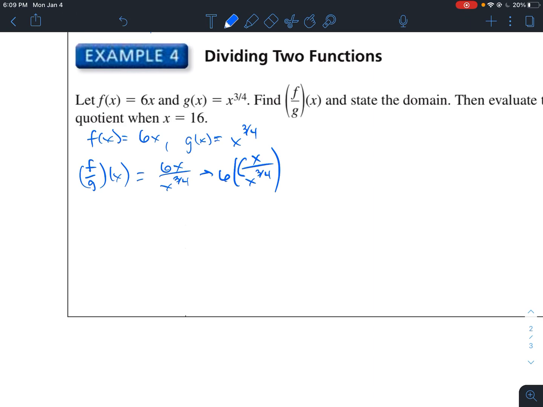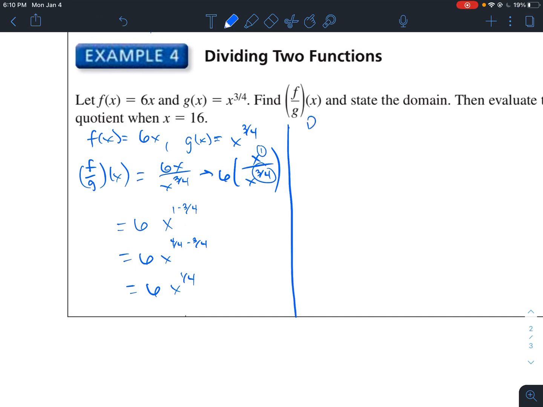Now, again, I have these bases are the same. The only difference between example 4 and example 3 is that here we're dividing instead of multiplying, but this follows under the rule of quotients. So this is the same thing as 6 times x, see, this is to the first power, so x to the 1 minus 3/4. I can subtract the exponents because we're dividing, and the base is the same. So this is equal to 6x to the 4 divided by 4 minus 3 divided by 4. So this is equal to 6x to the 1 divided by 4. Okay.